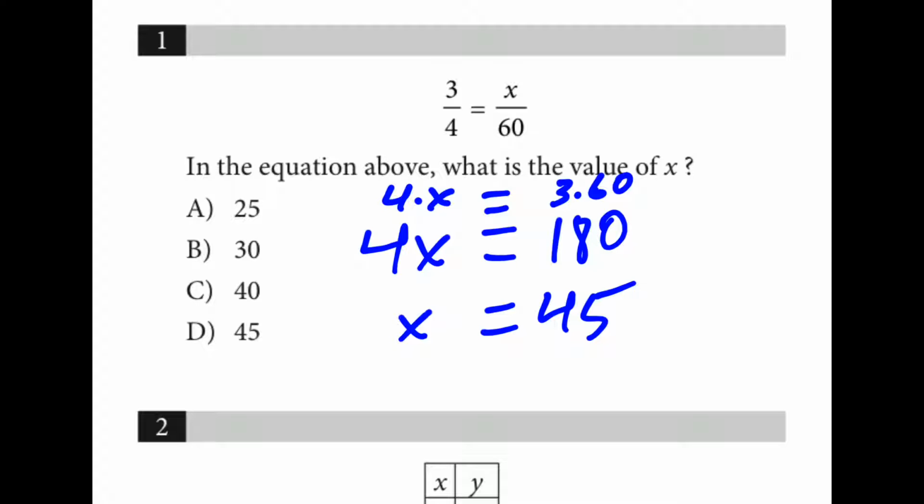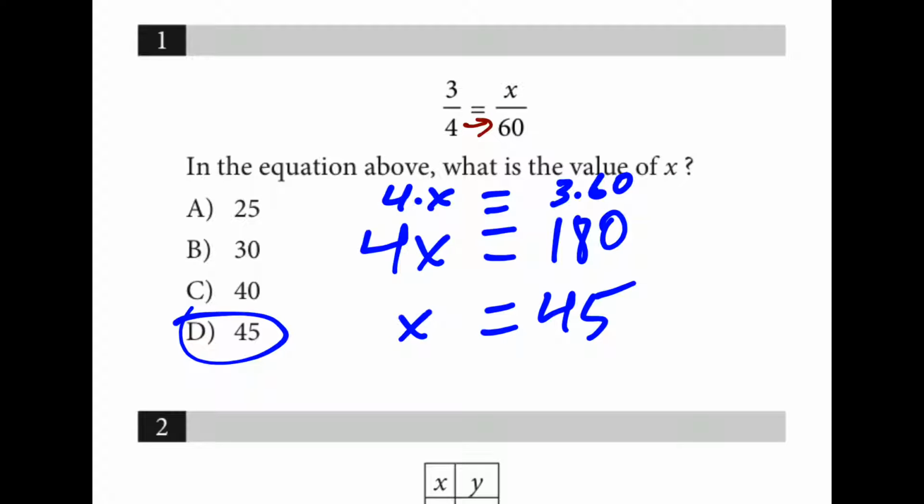These questions come from the Math No Calculator section of the PSAT 8 and 9 practice test. For number one, a strategy with fractions is that we can cross multiply to have two equivalent statements, and we can get 4x is equal to 180, divide, and find our answer.